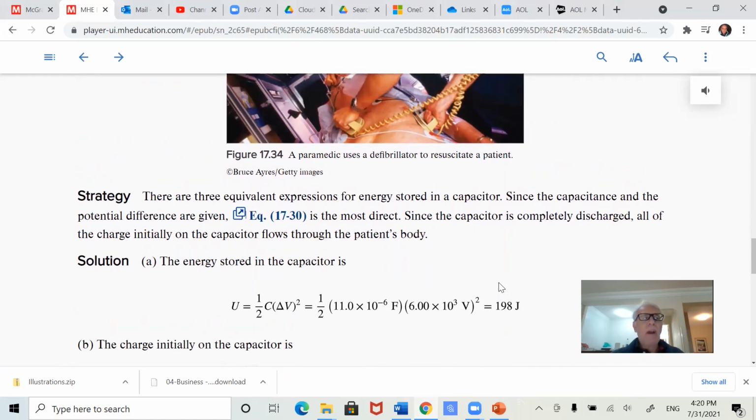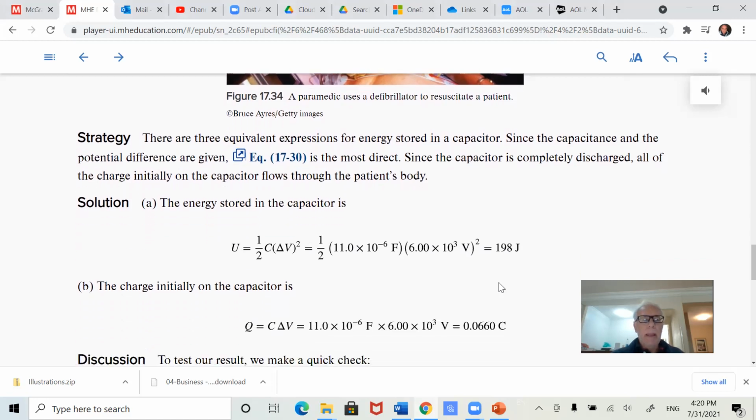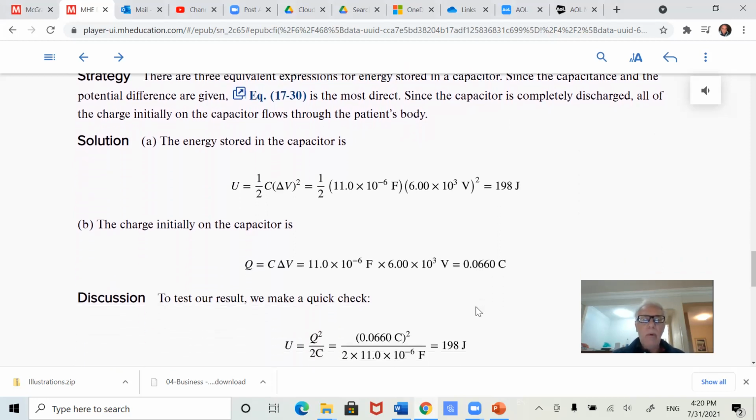Now we can calculate the charge as well. We know the electric potential, we know the capacitance. Q equal to C delta V. There you go, and we get that many charges there in your capacitor before you discharge through the human body: 0.066 coulomb.